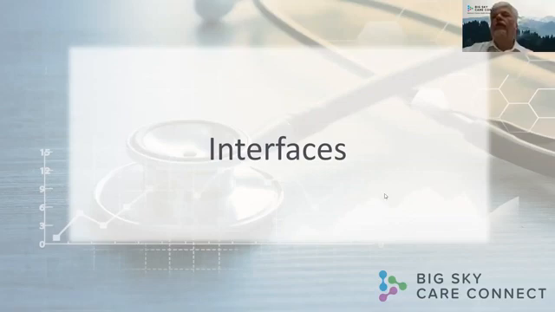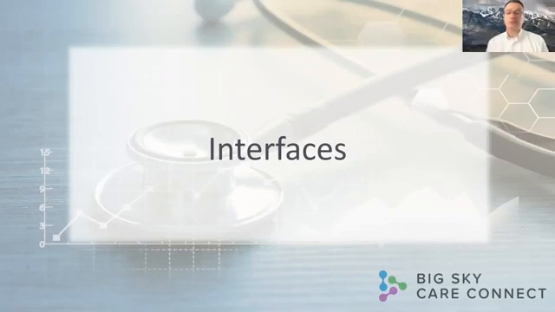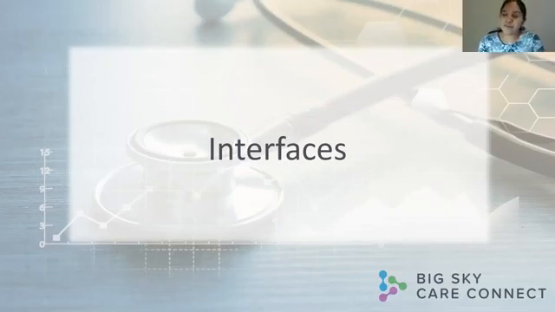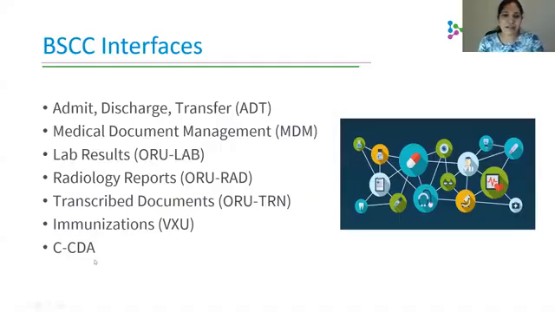All right, so changing direction just a little bit. Let's talk about the kind of data that can be sent to, housed, and retrieved from the Big Sky Care Connect. So Swetha, what kind of HL7 message can Big Sky Care Connect accommodate? So Jason, for interfaces, basically we can handle multiple different interfaces. We can get HL7 version 2 and version 3 as mentioned previously. So for version 2, we can do ADTs, MDMs, labs, radiology, transcription data, and also immunizations.